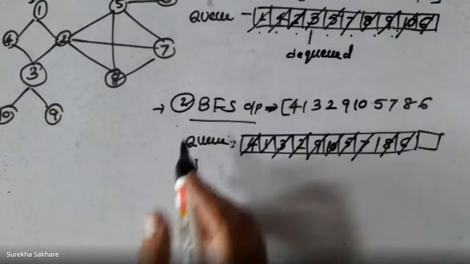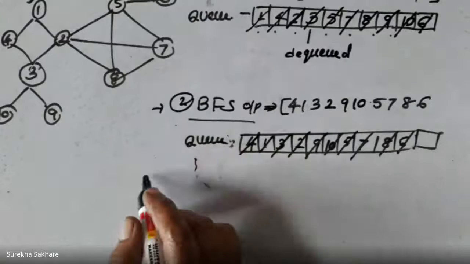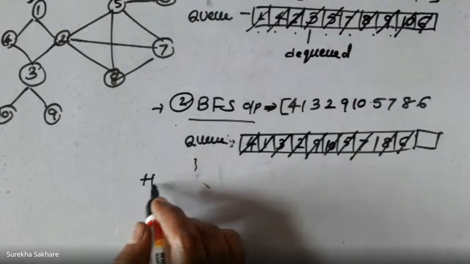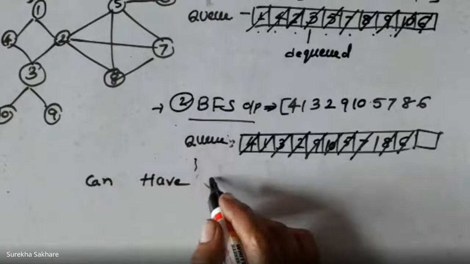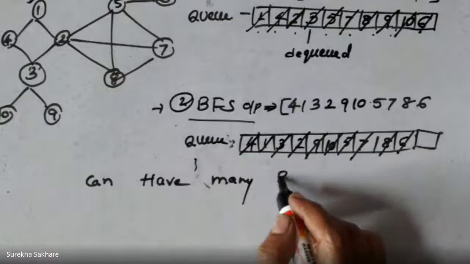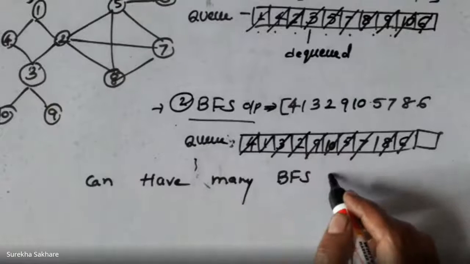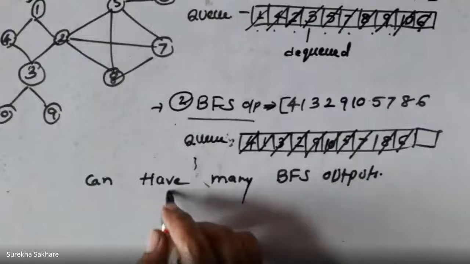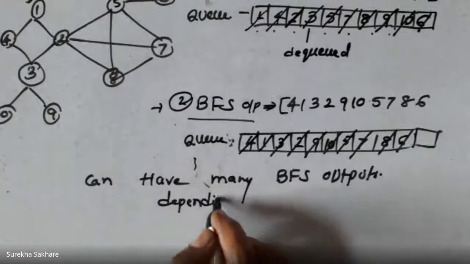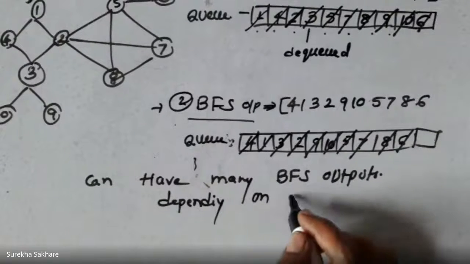So you can have many BFS outputs depending on the start vertex.